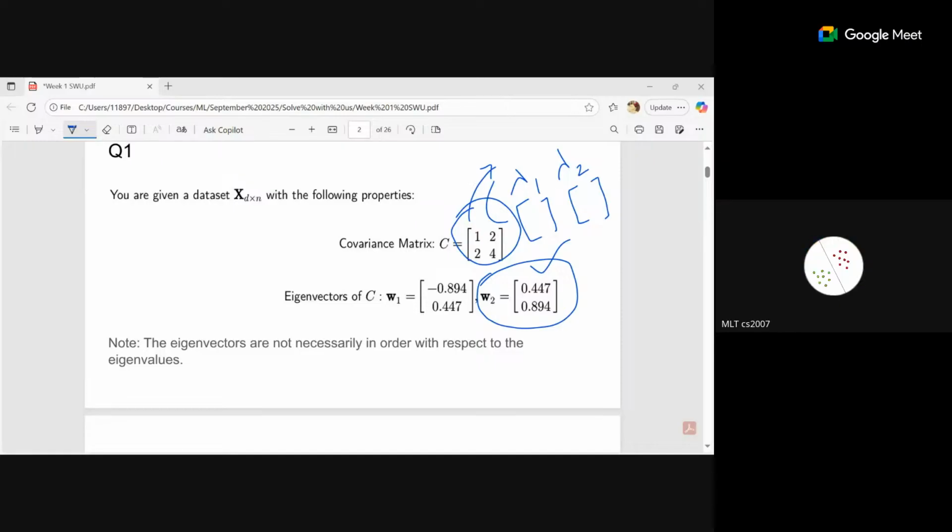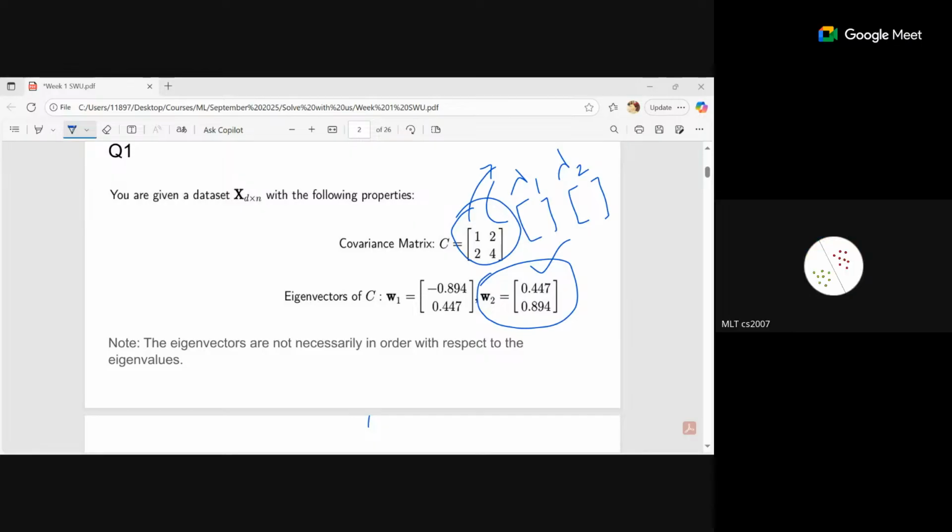Yes, ma'am. Can you explain how we get from the basic formula Ax is equal to lambda x to lambda is equal to Wi transpose C Wi?